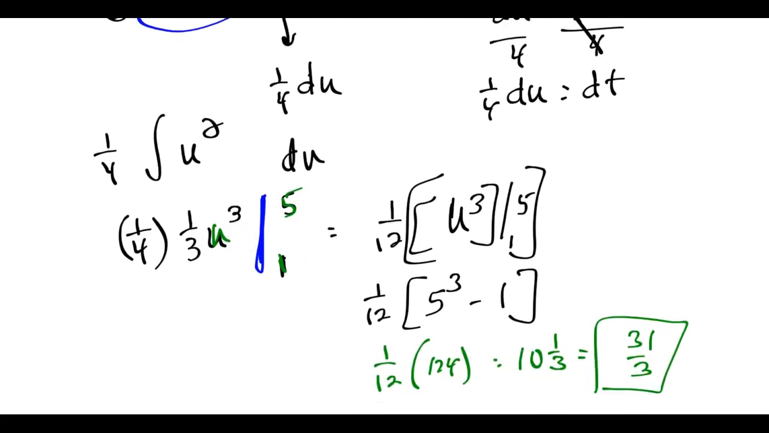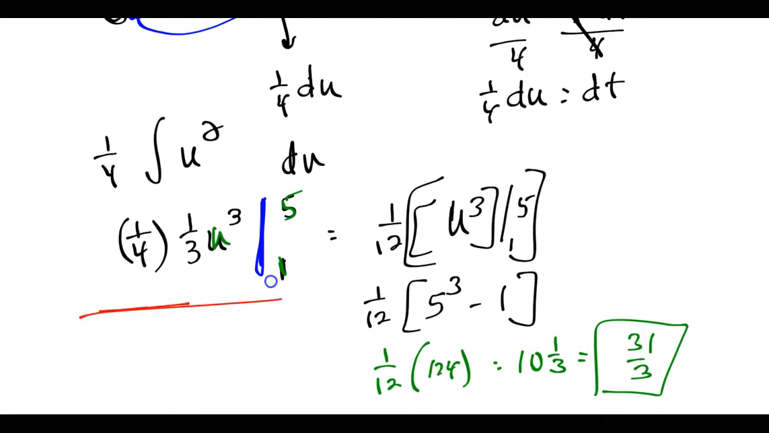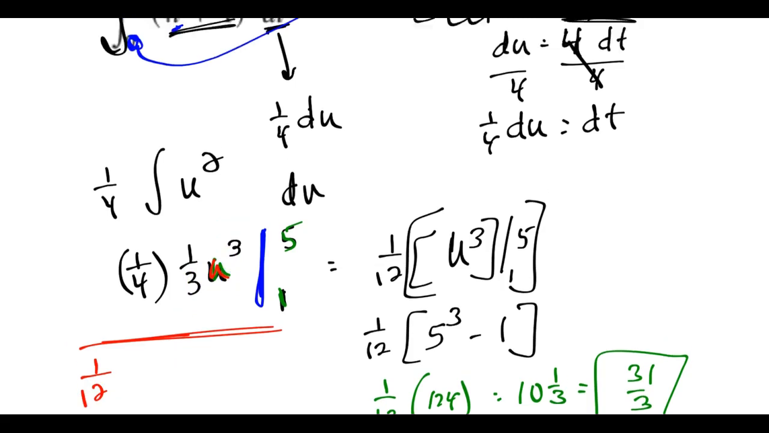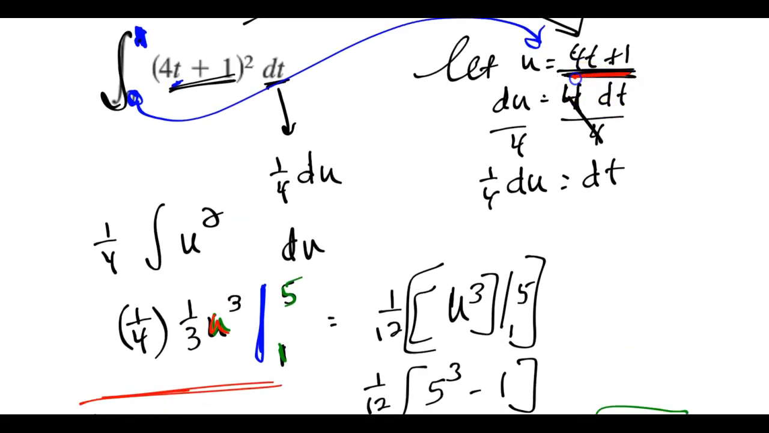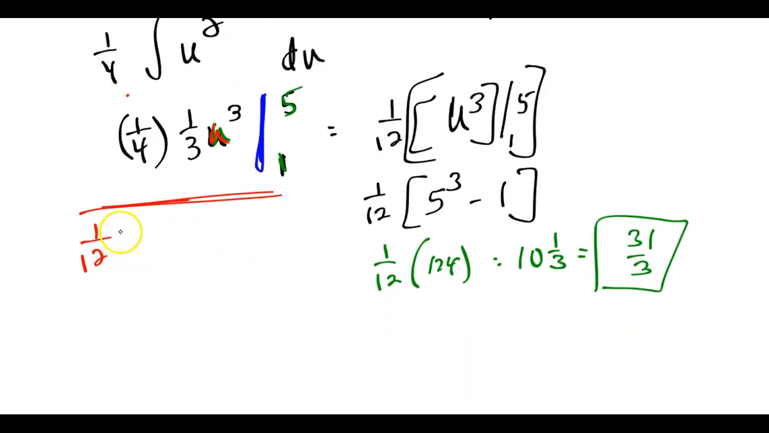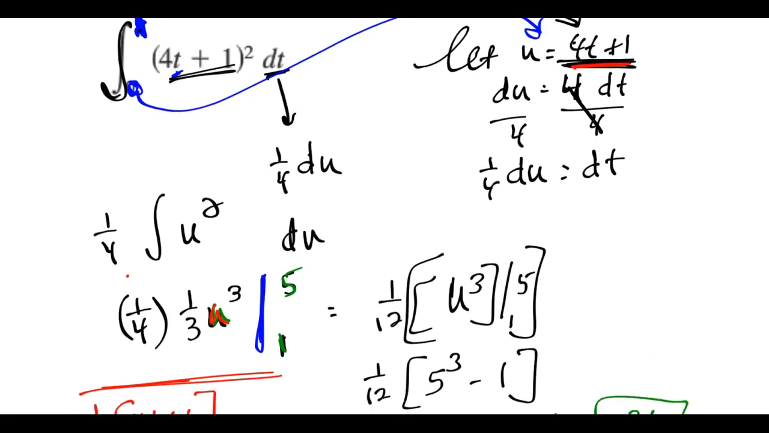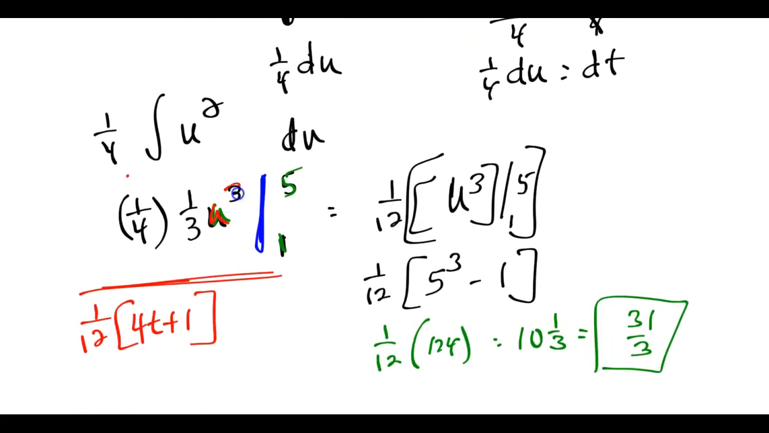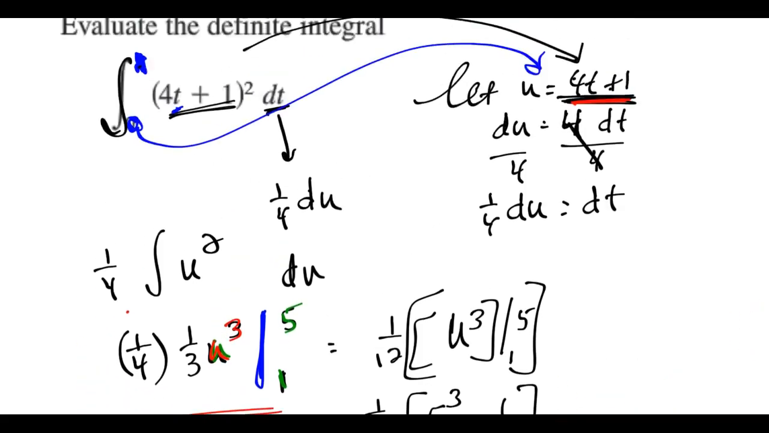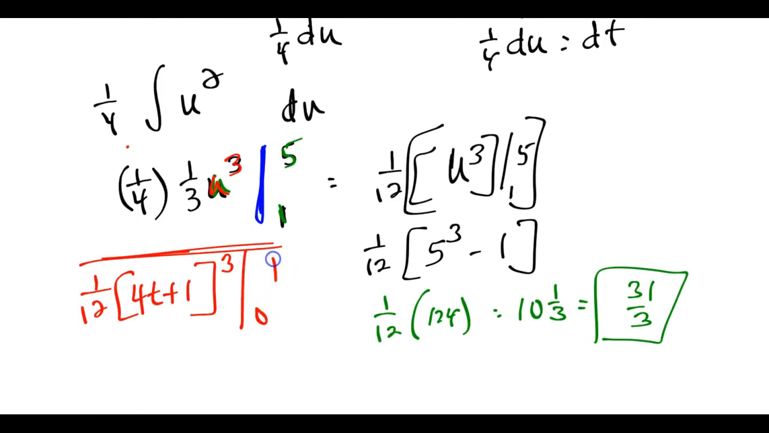Now, if you didn't do that, you're always welcome to go back. So this was a 1/12. Go ahead and plug that u back in for 4t plus 1, just to show you that this does work as well. I wouldn't recommend this, but some students like to do that. They just like to go back to the t because they don't have to worry about the parameter. And let's see, that thing is still being cubed, right? And then evaluate that back to your t between 0 and 1.